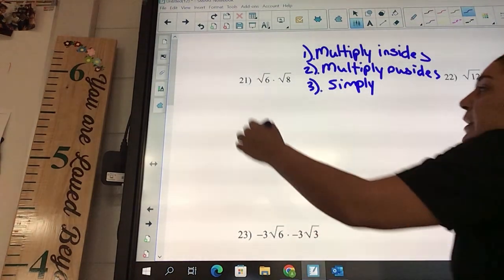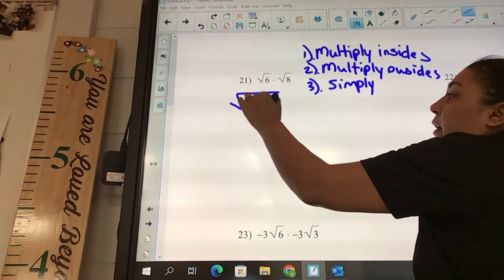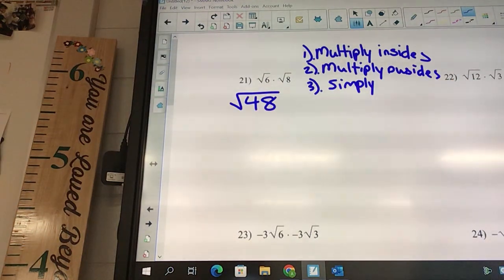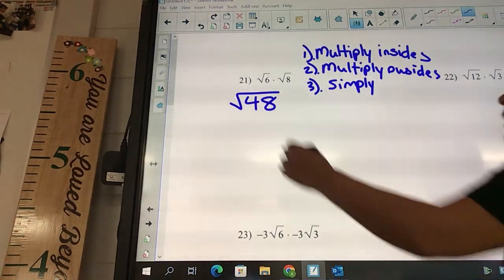So what is 6 times 8? 48. Okay, are there outsides to multiply? No, and so we're going to simplify this.